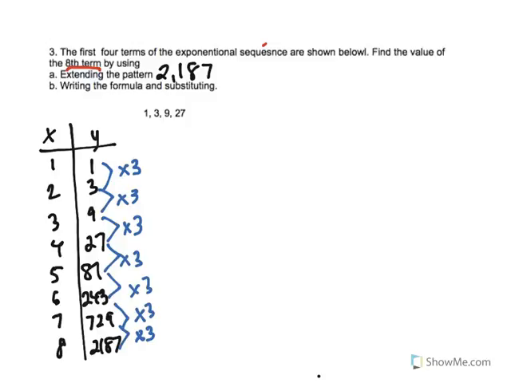So, in an exponential pattern, the formula is y equals a times b to the x, where a is where we start and b is how we continue. Now, just like we did in linear patterns, in order to find out where we start, we need to find out where x equals 0. So we need to find what number times 3 gives us 1.